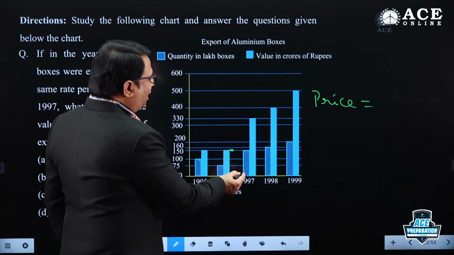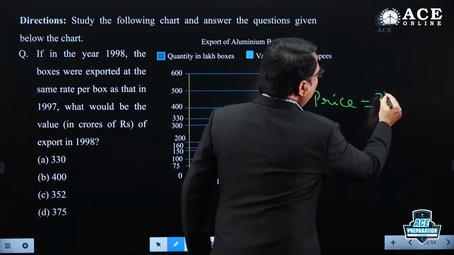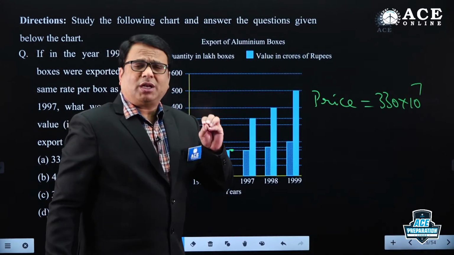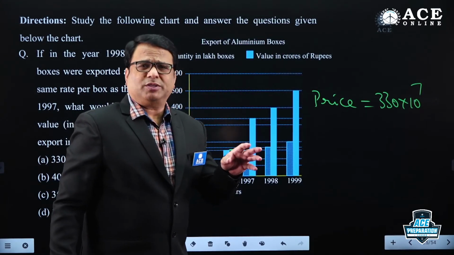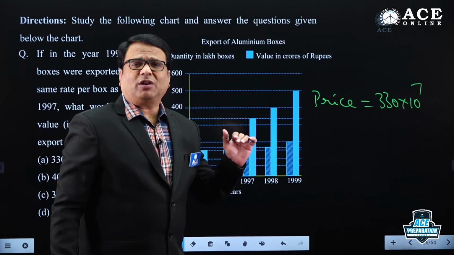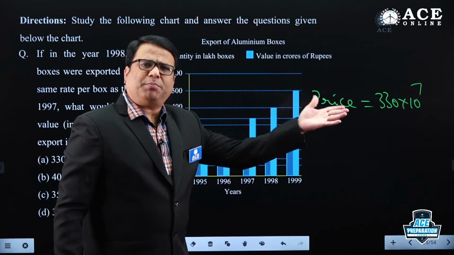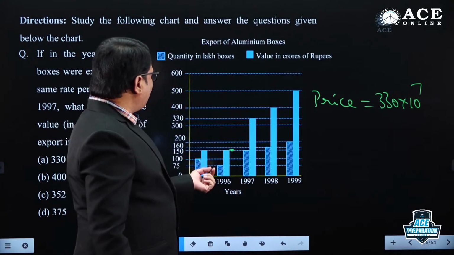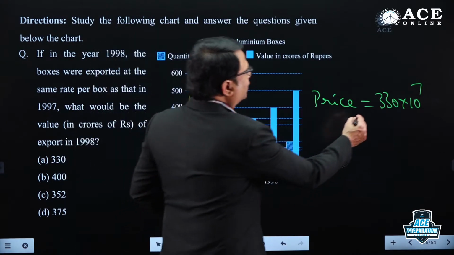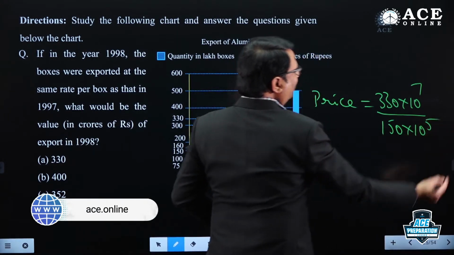Okay, now what is the total value? Total value is 330 crores, so 330 into 10 power 7, because it is clearly given that value is in crores of rupees. If you just write 330, you will get the calculations wrong. Then what is the number of boxes exported in 1997? 150, so 150 lakhs, that is 150 into 10 power 5.